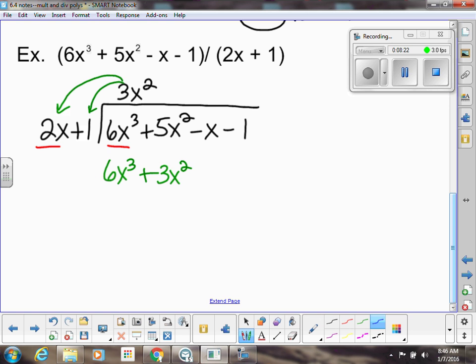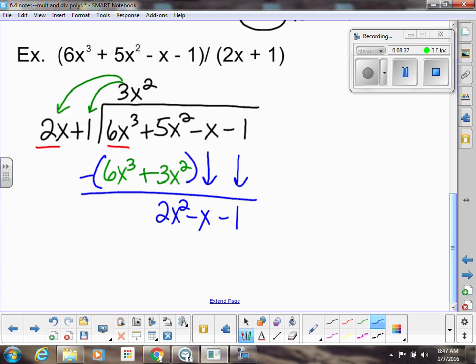I'm going to subtract that. So these are going to cancel and give me 0. 5x squared minus 3x squared gives me 2x squared. And then I don't have anything to subtract here, so these just get brought down. Okay, let's repeat the process.